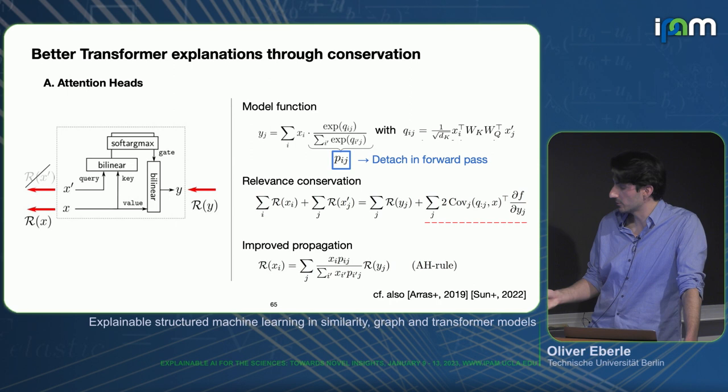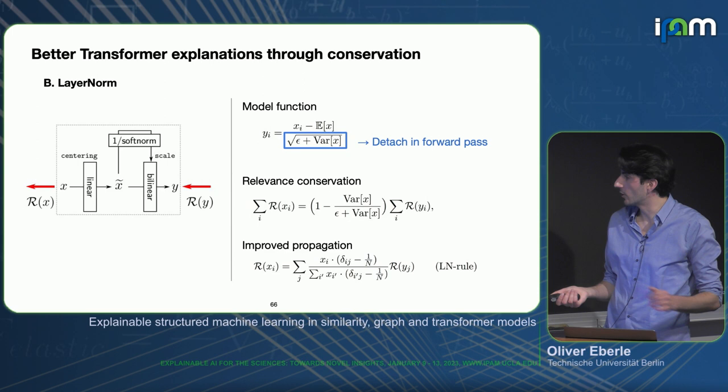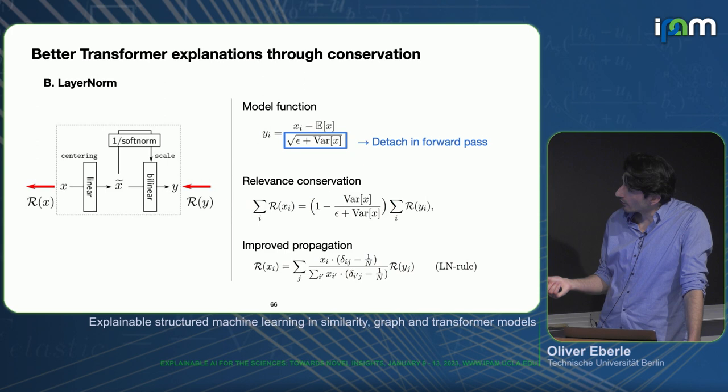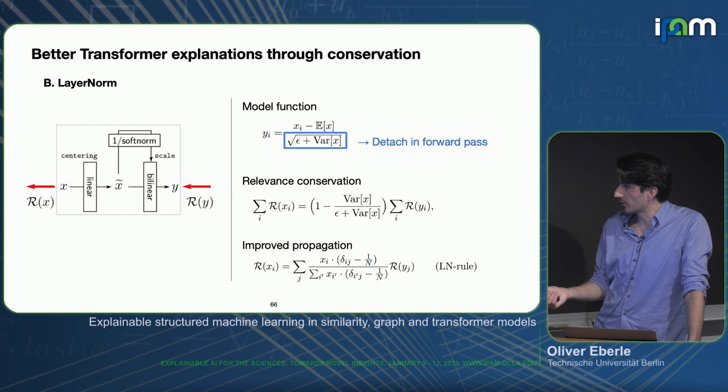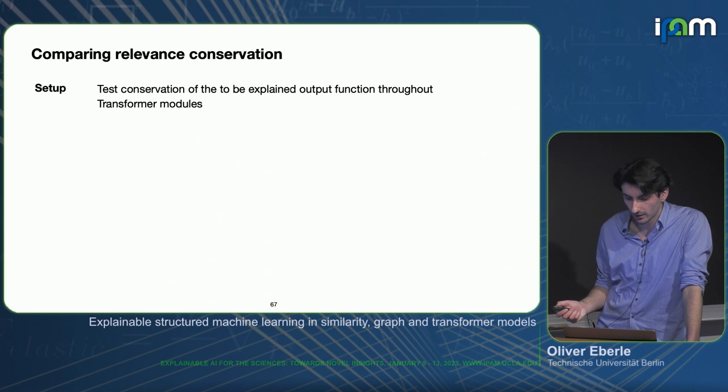The second point where conservation was not fulfilled is in the layer norms. I'm not going to go into all the details, but we found that the normalization function, where you center and standardize your data, breaks conservation due to this denominator here. Again, we apply the same trick. By just detaching this denominator, we can reconstitute conservation and get to an improved propagation scheme of the gradient computation. And we can, of course, test this again in these conservation plots.